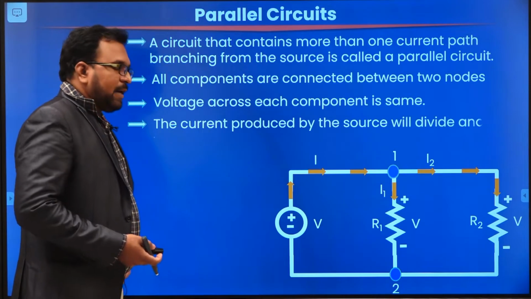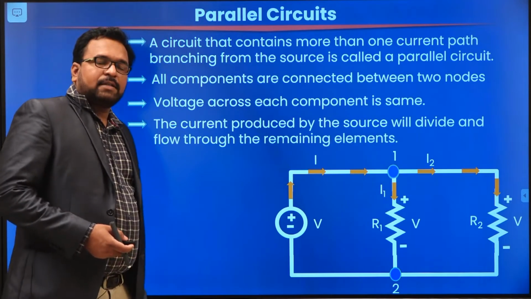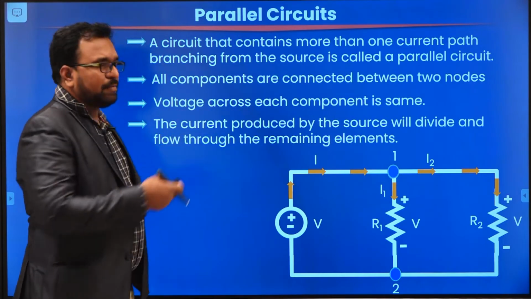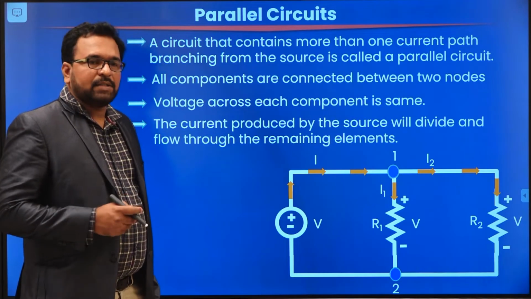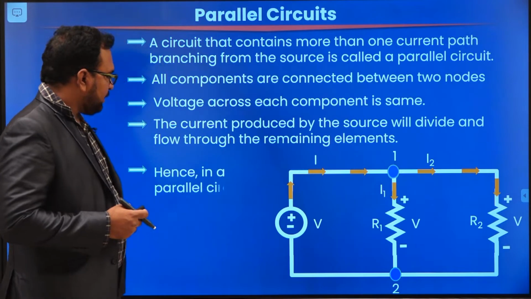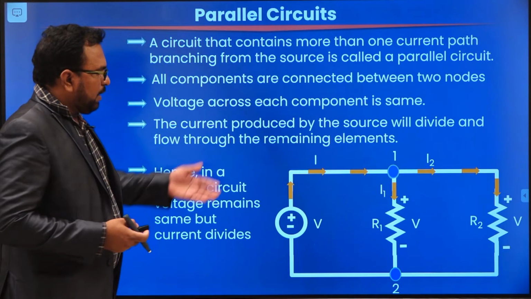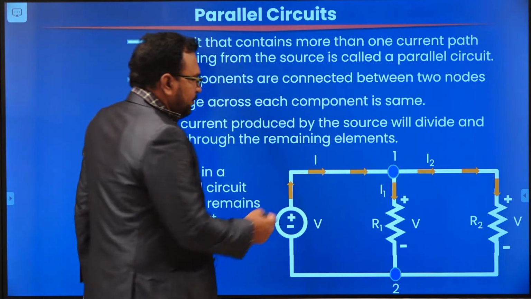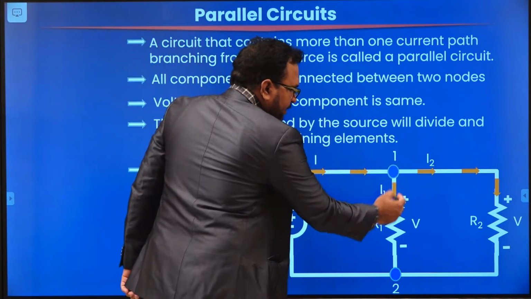Next, coming to the current. Unlike series circuits, in parallel circuits the current divides because there are more current paths involved. How is the current going to be divided? By applying KCL at any node, we can find out the division of current. Current I is coming here, and it is dividing into I1 and I2.